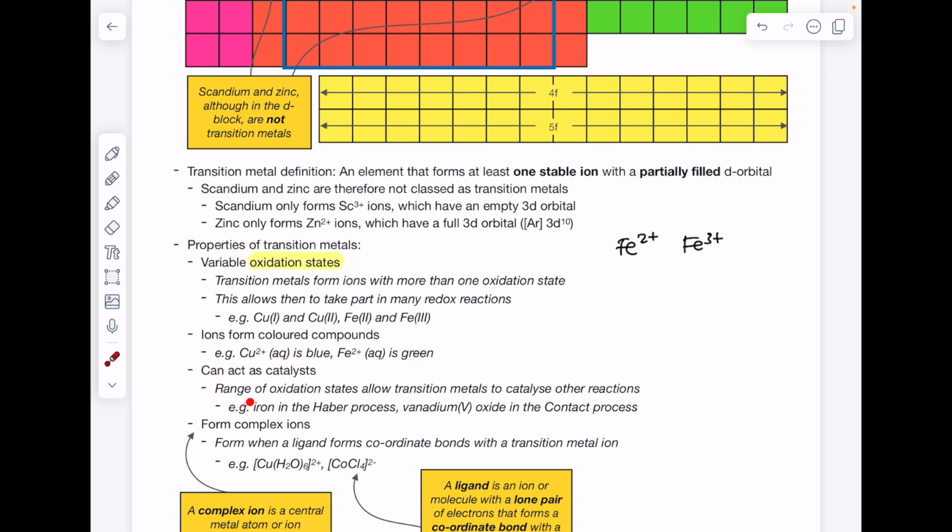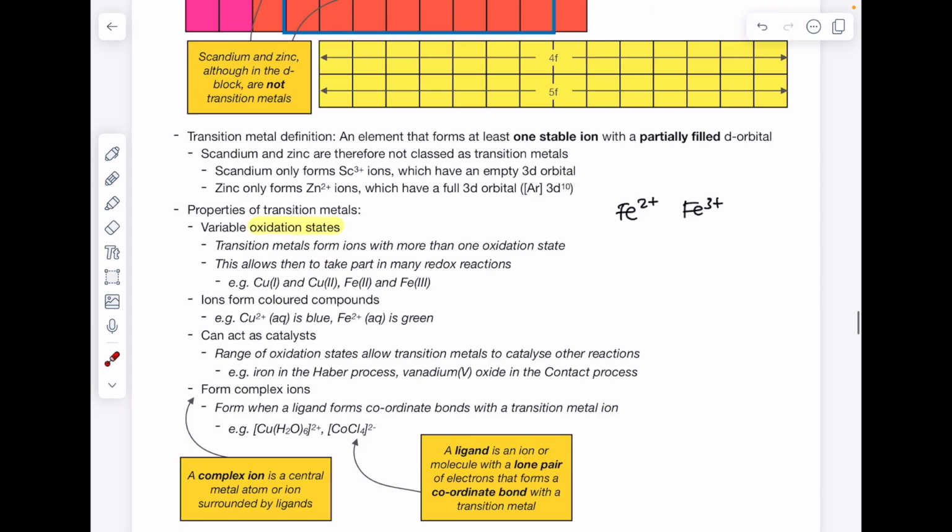Transition metals can be super useful because often they can act as catalysts, and the reason for that is the range of oxidation states that they exhibit allow the transition metals to catalyse other reactions, such as iron, which is the catalyst in the Haber process used to make ammonia, and vanadium(V) oxide, which is the catalyst used in the contact process used to make sulfuric acid.